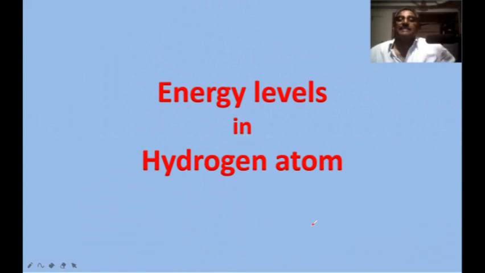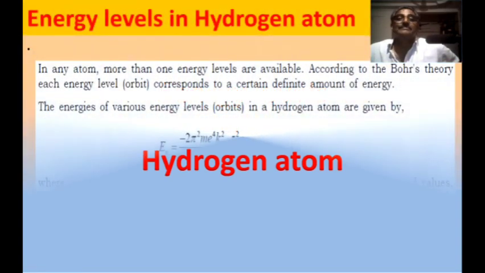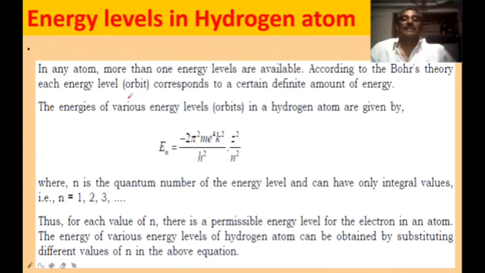The next concept is energy levels in hydrogen atom. We know that there are different energy levels. Though there is one electron in hydrogen atom, there are more than one energy level available. But all the energy levels do not exist when the electron is in the first orbit.